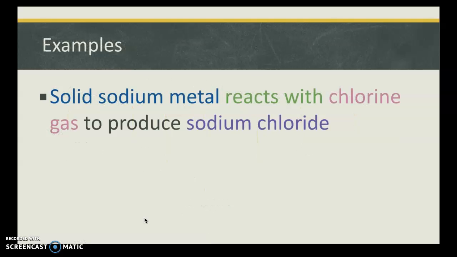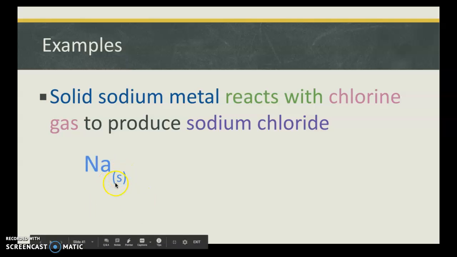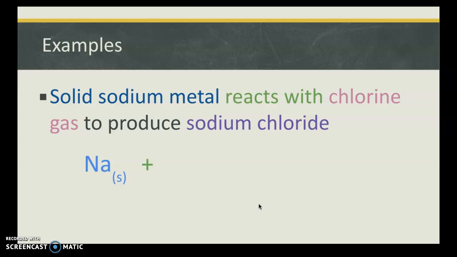So next, if I was given all these words, how would I write that? Well, solid sodium metal, sodium is Na. We do an S to show that it's solid. Reacts with means a plus, so we're adding something to it. Chlorine gas, well, I'm thinking, oh yeah, chlorine is a diatomic, so I'm going to need Cl and then 2 in the subscript. And then gas, to produce, we do an arrow.